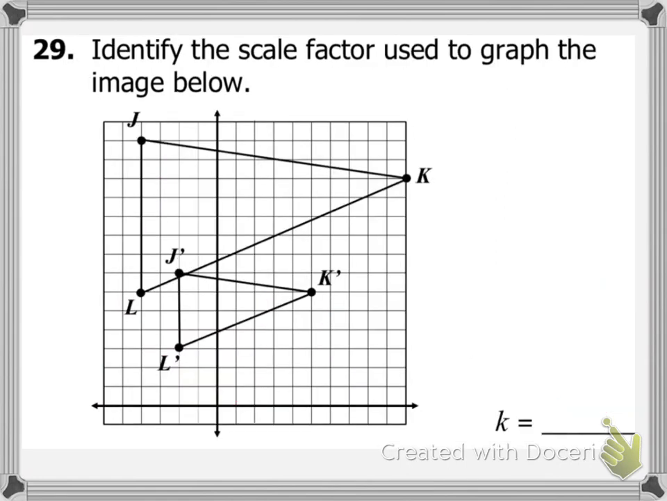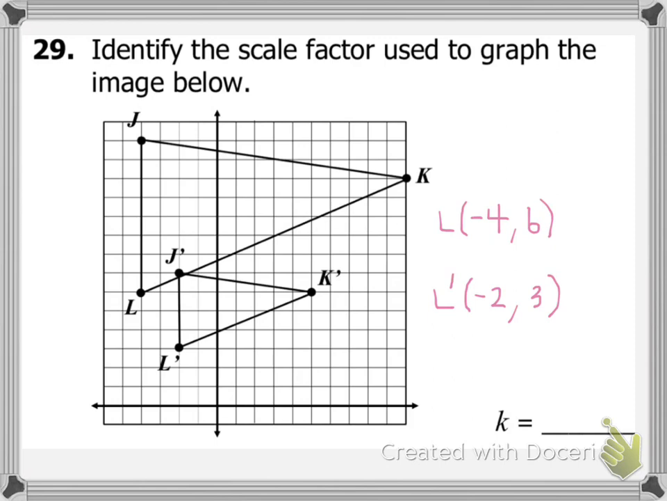Okay. All right, let's look here. So for this one, I want to figure out what the factor is. Okay, so let's compare. It doesn't matter which one we look at, but let's look at L here. So L is at -4, up 6, and L prime is going to be at -2, 3.